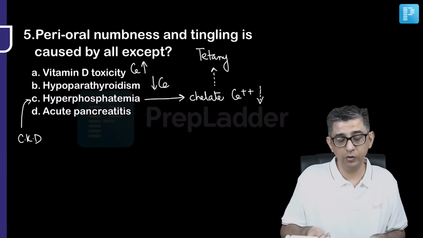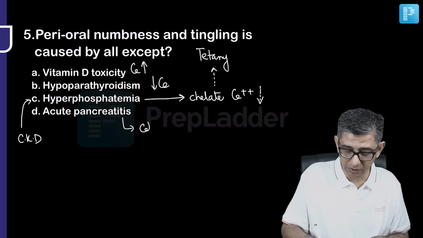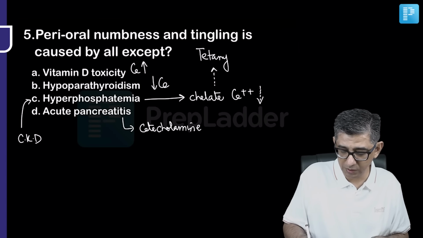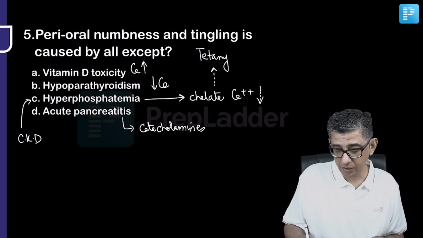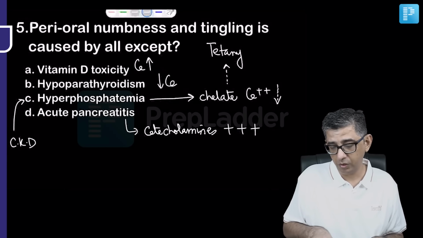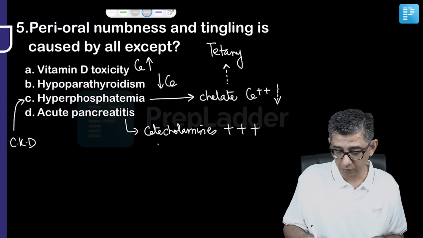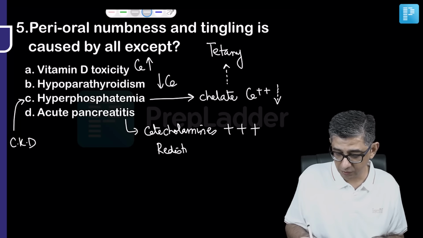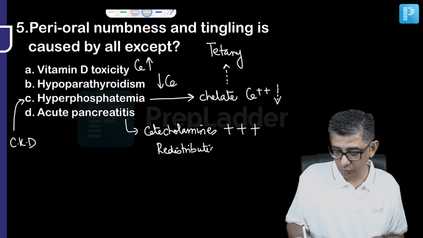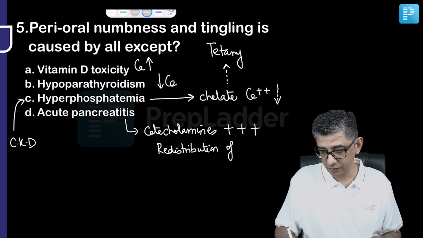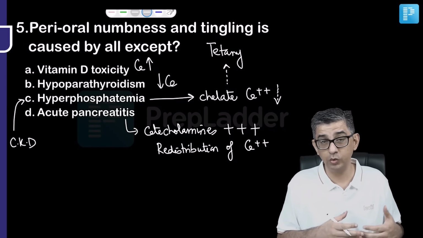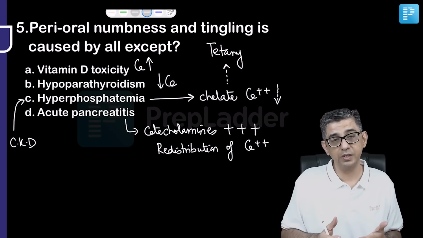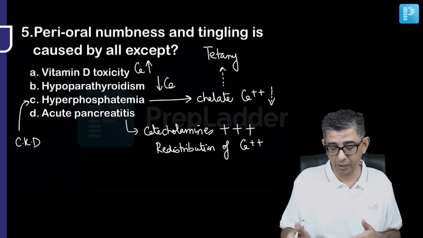In acute pancreatitis, the logic is, this is what the textbook says, that this is an extremely painful condition. During this extremely painful condition, there is release of catecholamines, and these catecholamines released in excess contribute to redistribution of calcium. The excess catecholamines cause calcium to go inside the cells. As a result, calcium in the blood goes inside the cells, into the tissues, and the ionized calcium can become lesser.